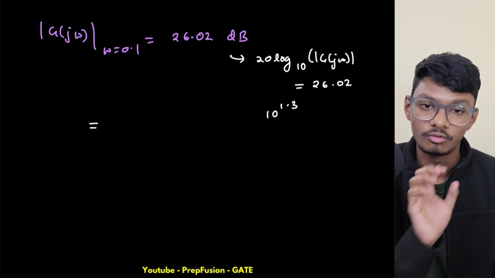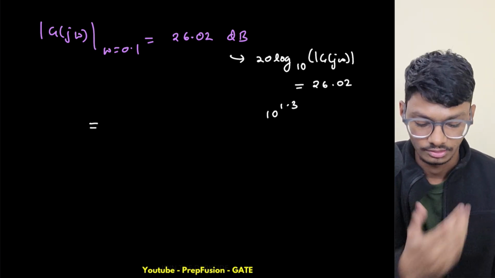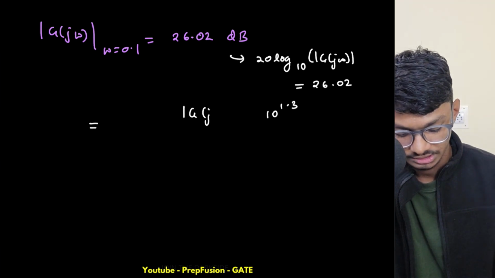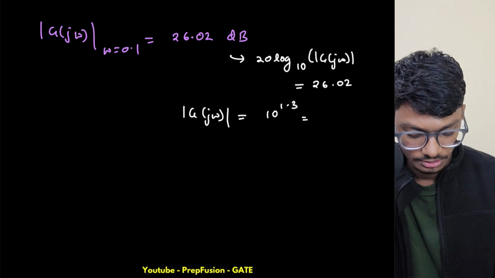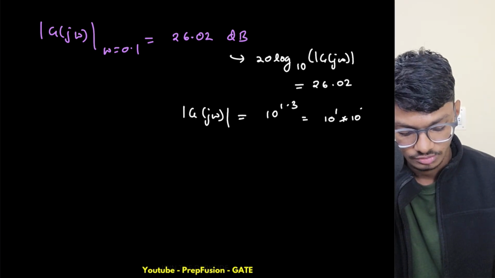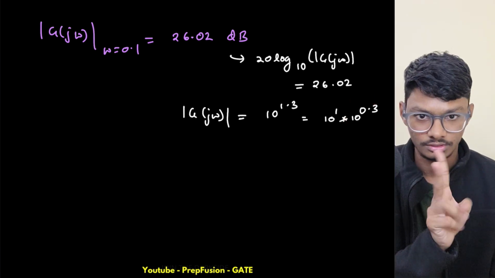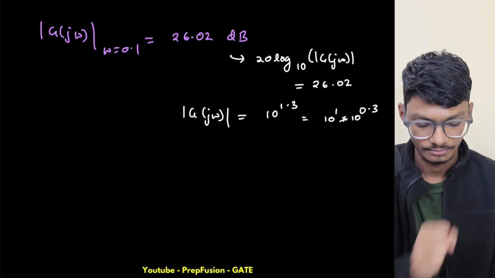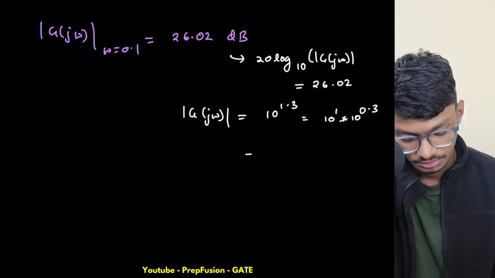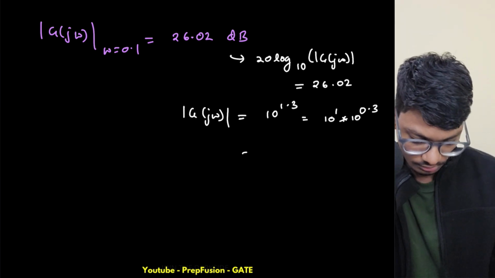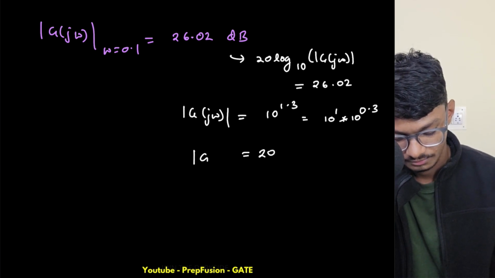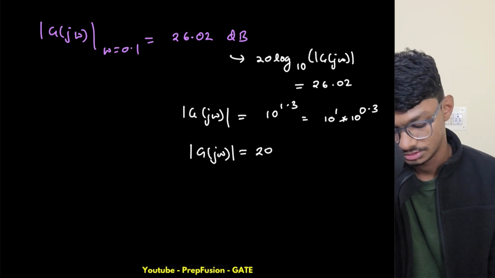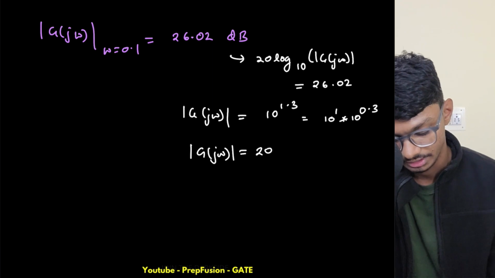Now what can I write as 10 raised to power 1.3 if you don't want to use the calculator? Obviously if you are uncomfortable, then do it in the calculator, but you can skip the step also. It is 10 raised to power 1 times 10 raised to power 0.3. Now this 10 raised to power 0.3 is 2. This we have to remember: 10 raised to power 0.3 is 2, 10 raised to power 0.6 is 4, because it's simply the square. So this is 20 in absolute values. G of omega is 20.